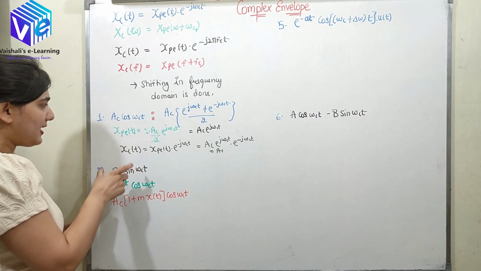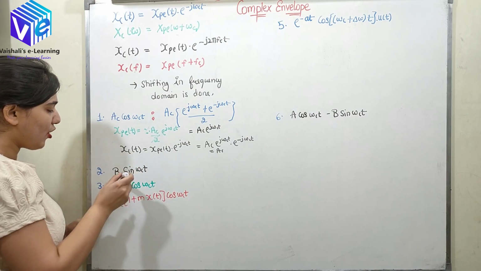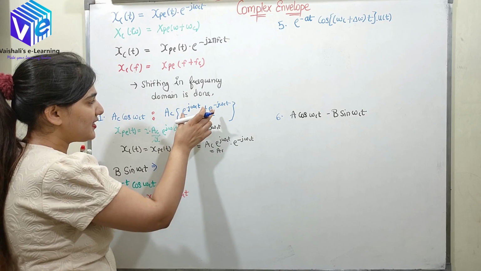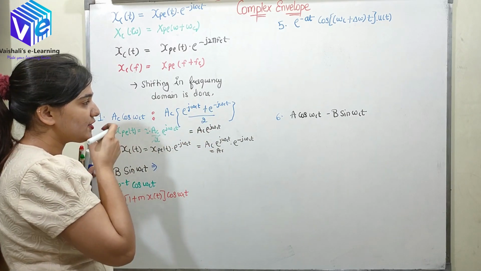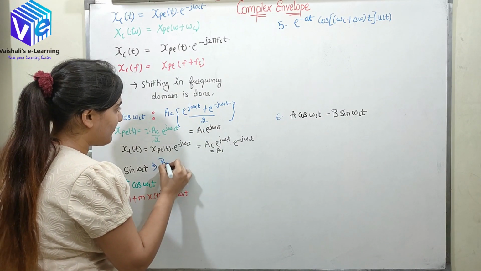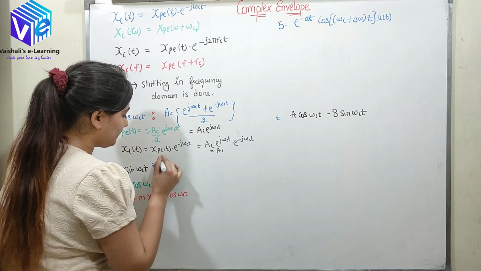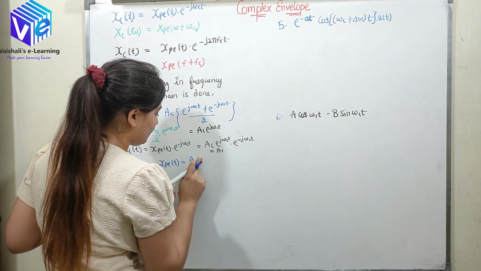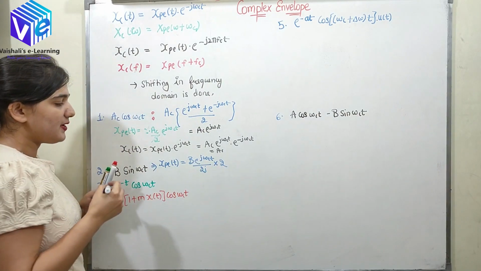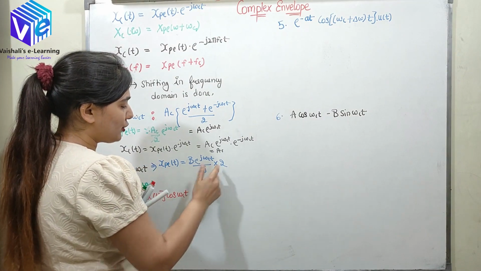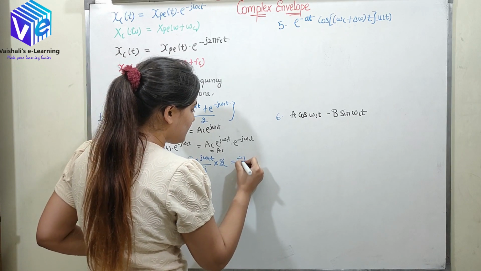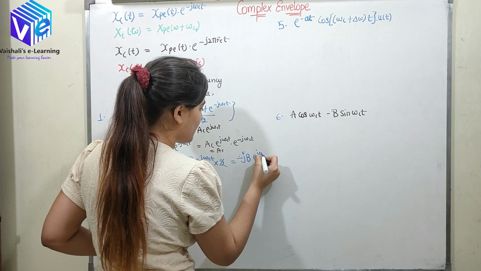Similarly, I can find the complex envelope of B sin omega c t. But remember, whenever I represent sine as e raised to power j omega c t minus e raised to power minus j omega c t, I'll have the denominator as 2j. So the pre-envelope would be B e raised to power j omega c t upon 2j into 2. I can represent it as minus j B e raised to power j omega c t.